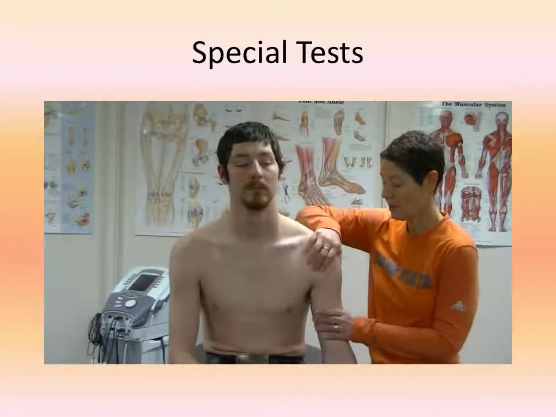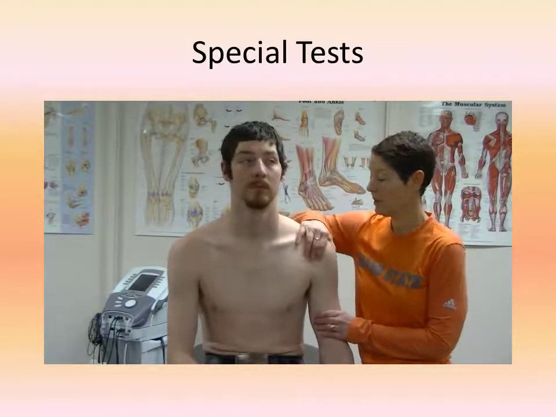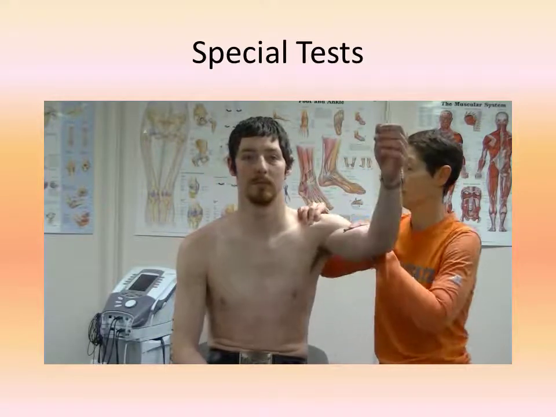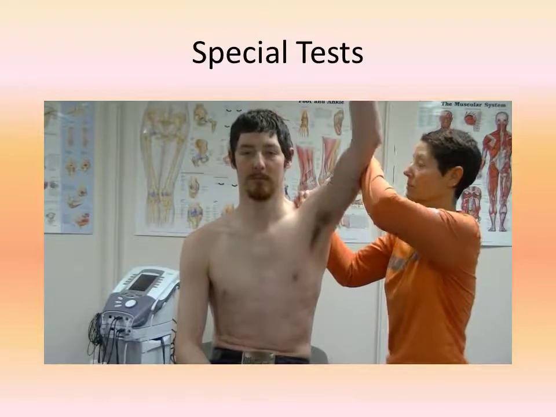Two special tests that can be used for this condition include the Speed's test and Yergason's test. In Speed's test, the subject is seated or standing with their shoulder flexed to 90 degrees. The elbow is fully extended and the forearm is supinated.